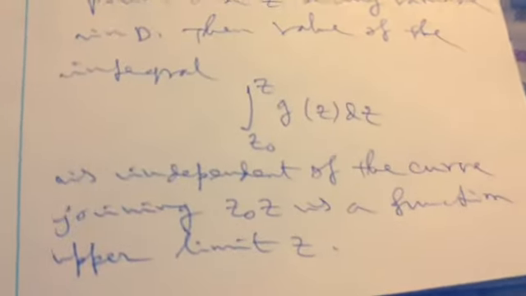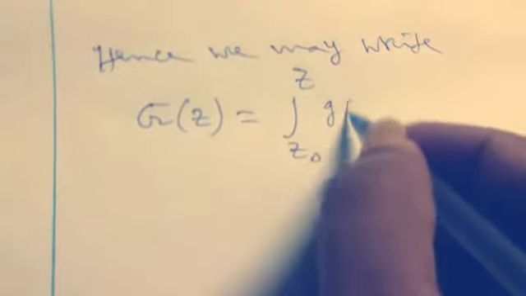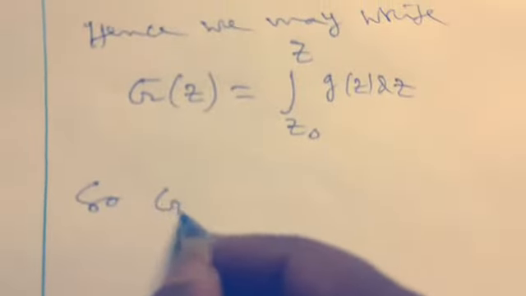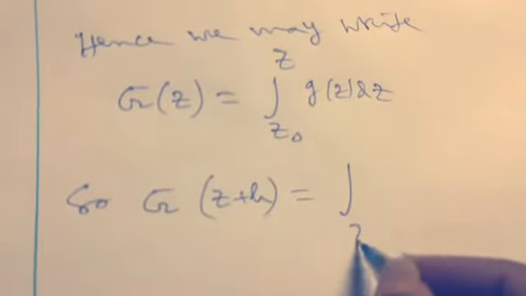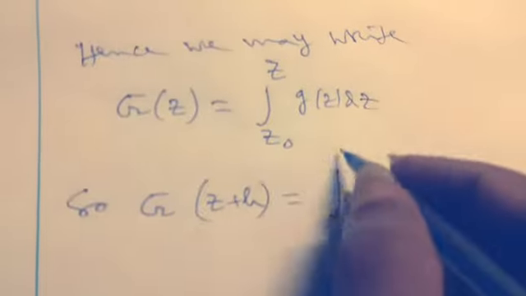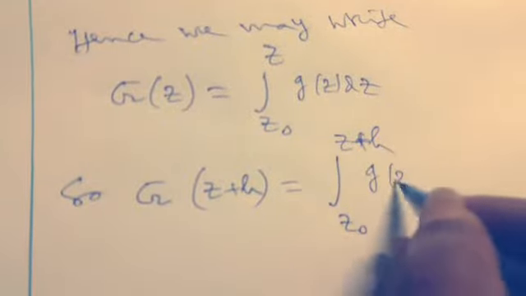Now we consider, and hence we may write, G(z) is the function of the upper limit, the integral from z0 to z of small g(z) dz. So it is the upper limit function. Only changing the upper limit, G(z+h), where h is any small point in the neighborhood of z. So the integral from z0 to z+h of g(z) dz.